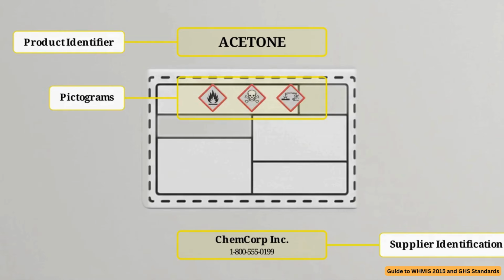In the center, you see red diamond-shaped symbols called pictograms. These provide immediate, universal visual warnings about specific physical threats, like flammability, and health risks, like toxicity. Just below the pictograms is the signal word. This is a 1-word severity gauge. It will clearly state either warning for a moderate hazard or danger if the risk is severe.